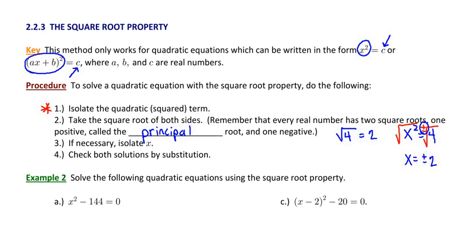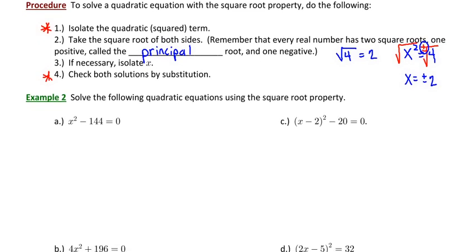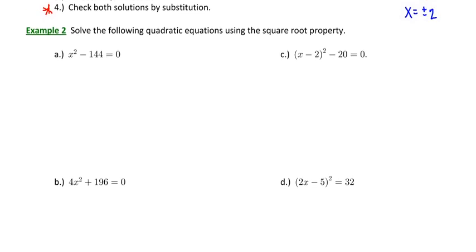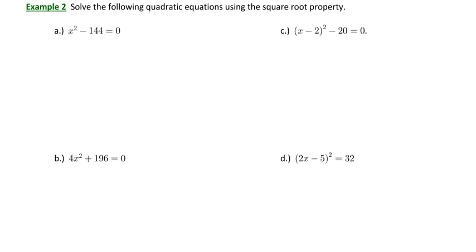Now, after you take the square root of both sides, you may have to do a little bit more work and isolate x. But once you have your two solutions, make sure you check by substitution. So let's give this simple method a try. On example 2, we want to solve the quadratic equations using the square root property. Now, if you remember in the last video, we solved this exact same equation by factoring. But here, we're going to solve it with the square root method.